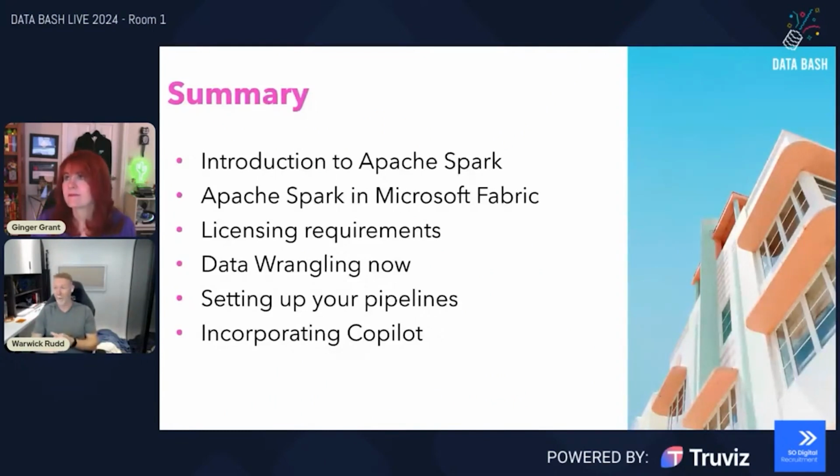Well, we started off with an introduction to what is Apache Spark, where it came from, how we went about doing things. Then what is Apache Spark inside of Microsoft Fabric? We've had a look at the licensing requirements, in that for certain features we can get away without having an F64 SKU, but if we are wanting to use Copilot, we do need the F64 SKU.